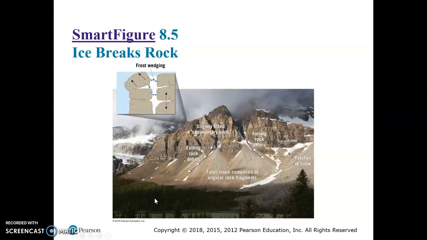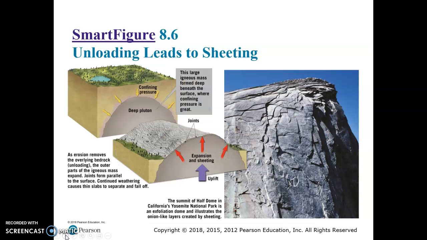So there are some smart figures that go along with these different types of mechanical weathering. I would encourage you to watch these because they're going to give you a lot more information. So here's one on frost wedging, and you can see how we have these giant fractures in these rocks, and this is due to the continuous freeze and thaw that we see in some northern climates.